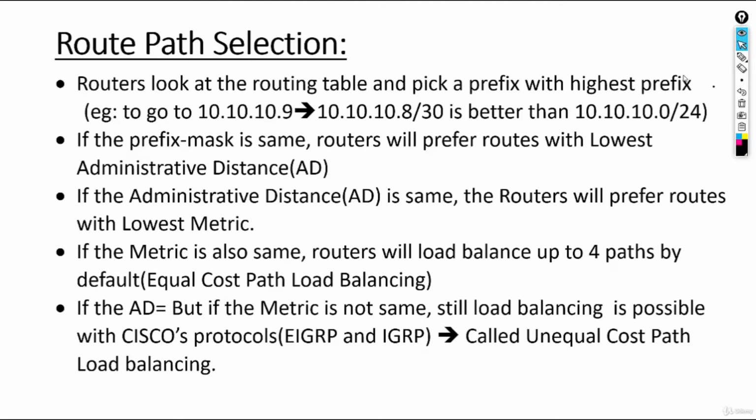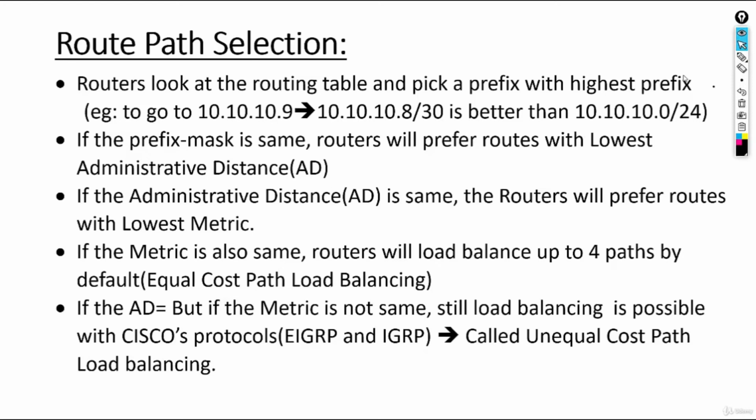That means if you want to go to 10.10.10.9, both 10.10.10.8/30 and 10.10.10.0/24 are valid. So it doesn't matter what protocol is learning, it's always going to choose 8/30 over 0/24 because of the highest prefix. Okay, so remember, the highest prefix always wins regardless of routing protocol.